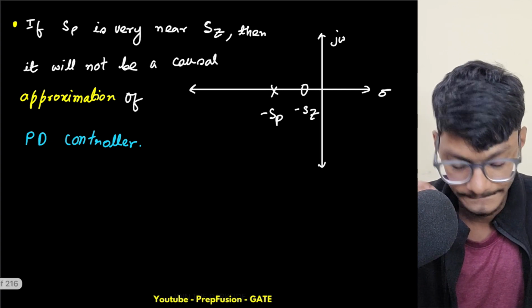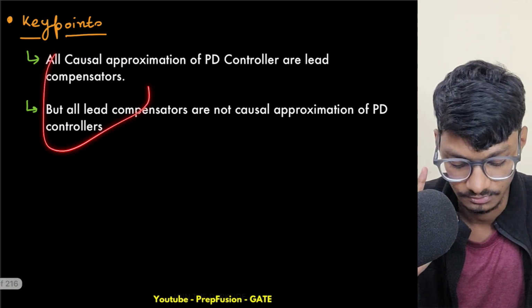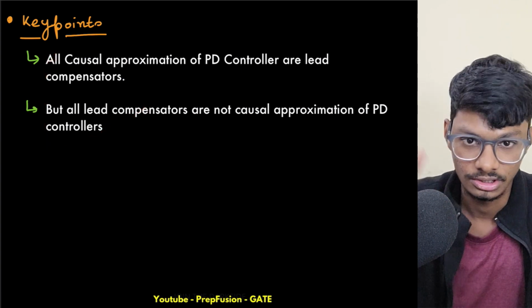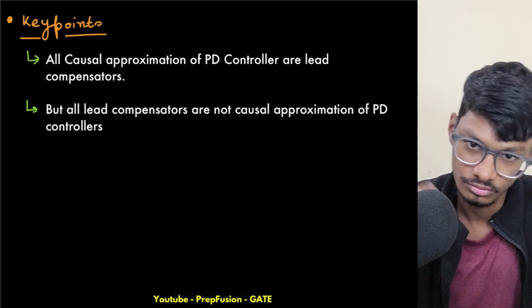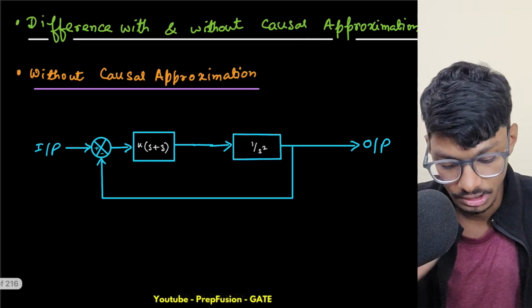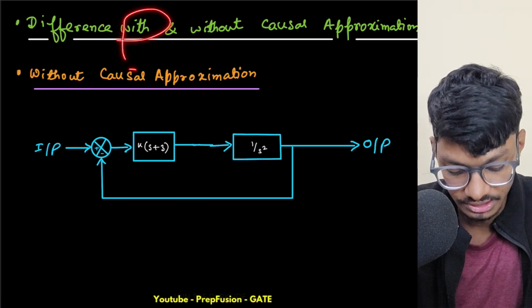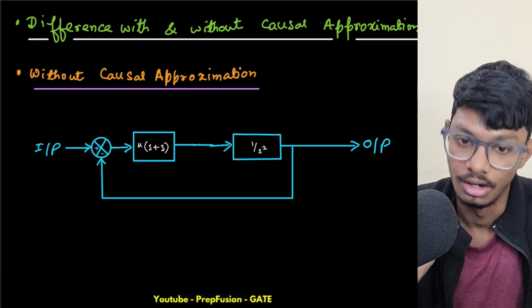So the important point is that this may come up in some EAC, like assertion and reasoning type questions, right? So yeah, just for theoretical knowledge you need to know, not much, this will not come up in numerical stuff. Okay, first let's understand the difference with and without causal approximation of a simple PD controller.